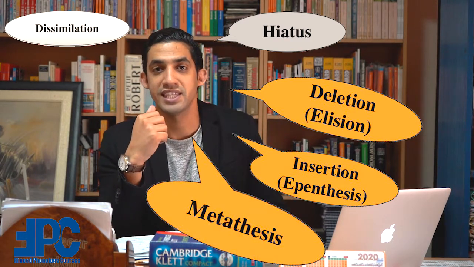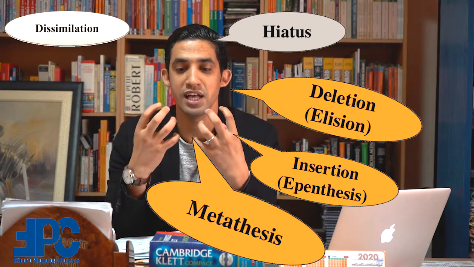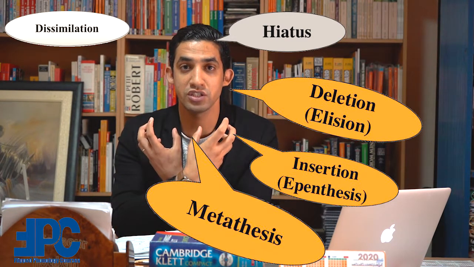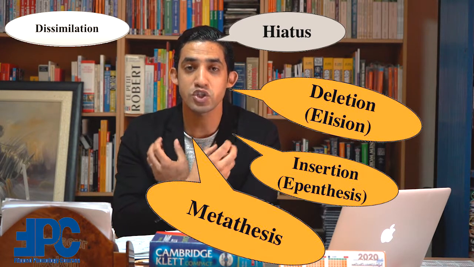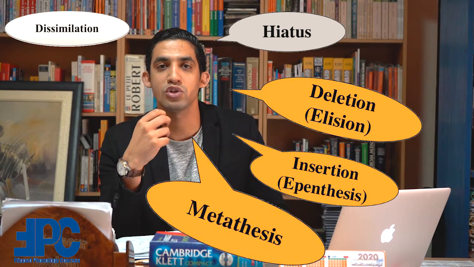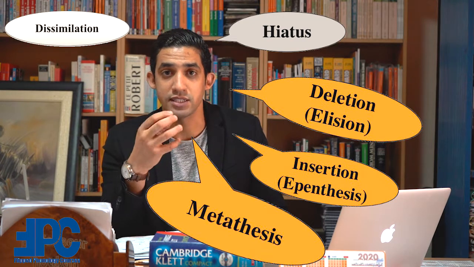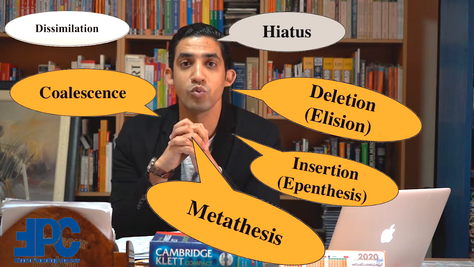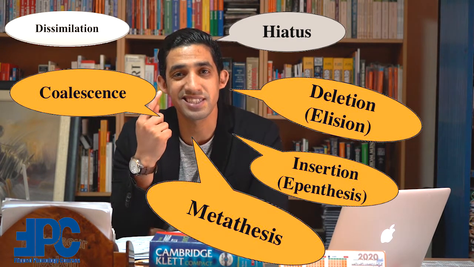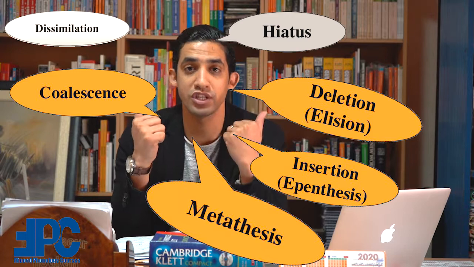We saw also metathesis, and metathesis refers to the fact that two contiguous sounds replace or switch or exchange or reverse their position in order to avoid hiatus, and also in order to simplify the pronunciation of consonant clusters. We also saw coalescence, and coalescence is exactly when two sounds that are contiguous are replaced by one single sound, and this single sound is sharing the features of the two original sounds.